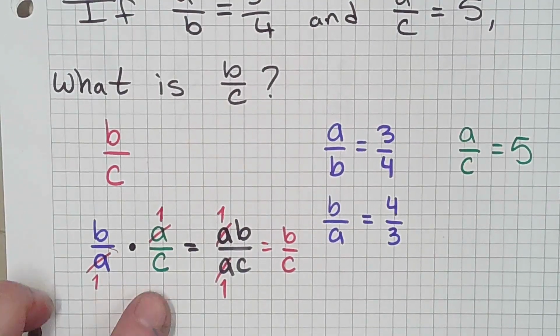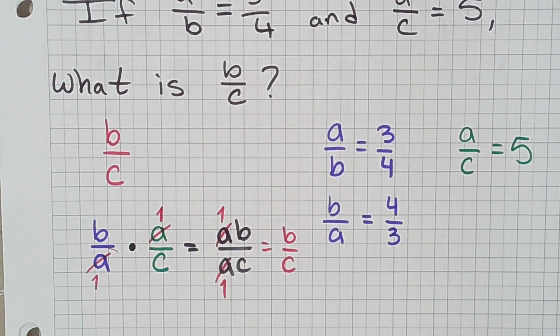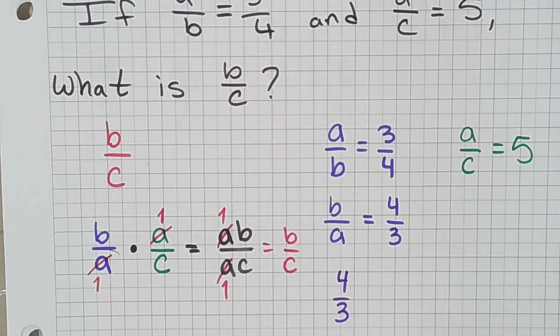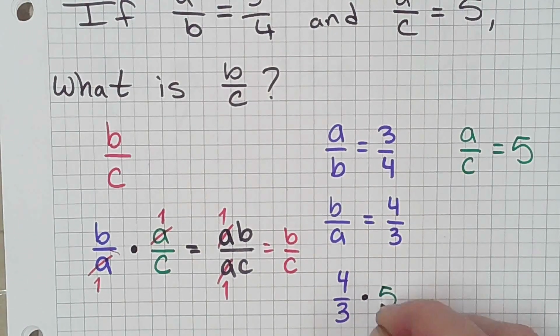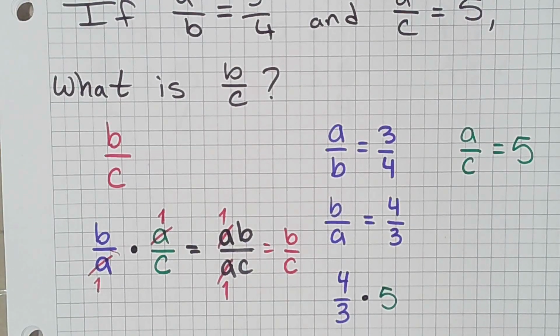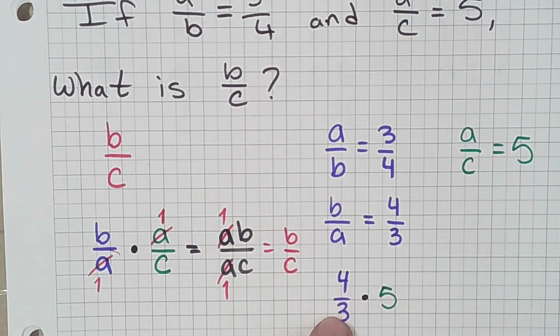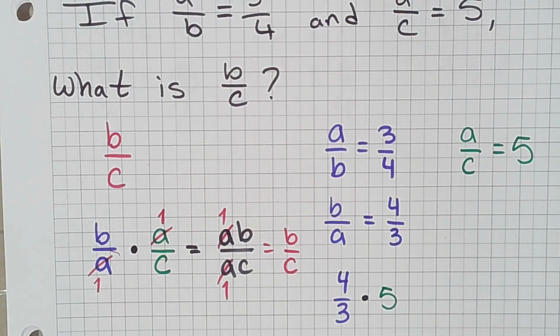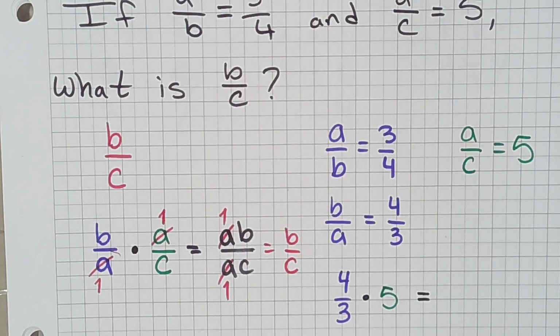We're going to do B over A times A over C. B over A is, of course, 4/3. And we're going to times that by A over C, which we know is 5. When we do this, we're going to take 5 and times it by 4 and divide it by 3. Well, that's really easy. Timesing by 4 and dividing by 3 gets you 20 over 3.